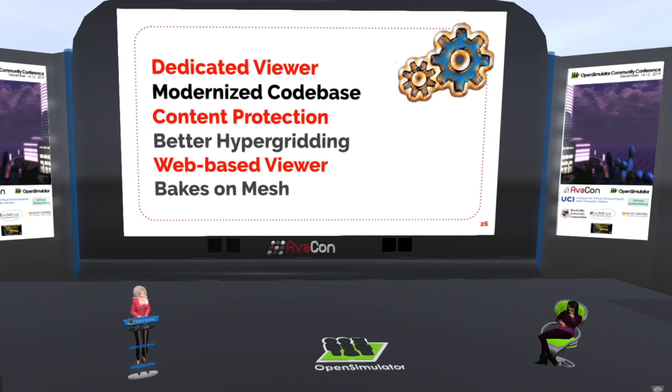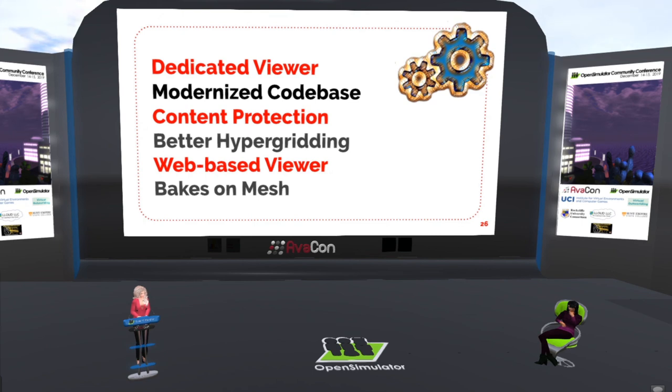People want to see better content protection. There's been some controversy this year about stolen content popping up on some grids, and the steps that grid owners have been taking to crack down on copy-botted content. It makes OpenSim look bad, makes creators hesitant to come here and share their products.